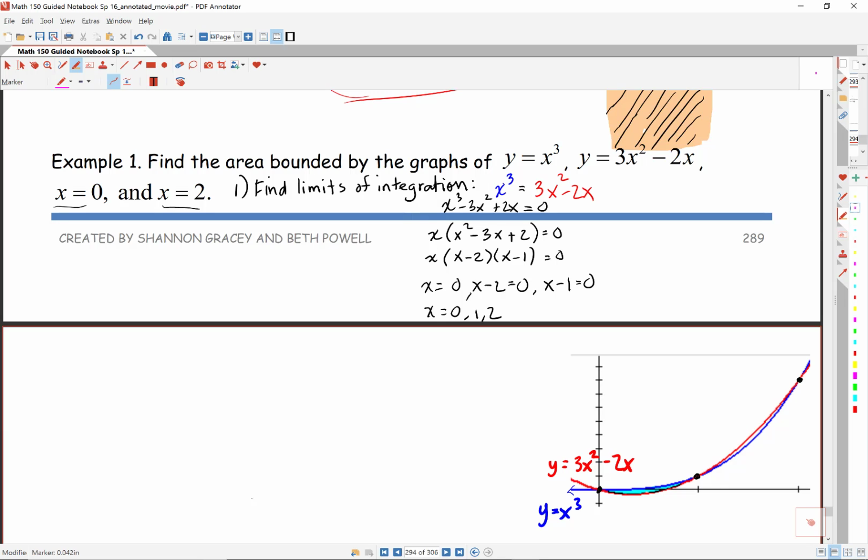On the first region, which graph is on top? Good. So this is region 1, and this here is region 2. The blue graph is on top for region 1, and in region 2 it switches and the blue graph is on the bottom. So what's going to happen is, our next task is to find the area.